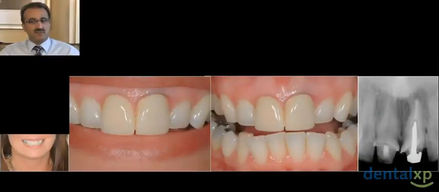So let's look at a case which is a little bit more challenging. We have a patient here with a high lip line and high aesthetic demands as well, a pretty lady. She has a couple of not so nice crowns. These are actually provisionals. She's been referred to us by her dentist. She's had a root fracture of the upper left maxillary incisor, and we have some problems here.